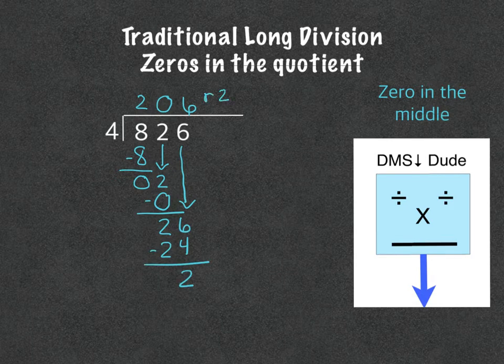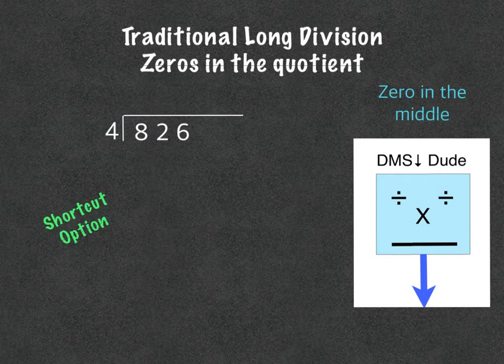206, remainder of 2. So that's what happens if you get it in the middle. The 6 that we got back here. See how this 26 is right here? Now, there is a shortcut method, same kind of thing as we did with the other one. If you're not comfortable with it, you don't need to worry about this. I'm just showing you a different option.